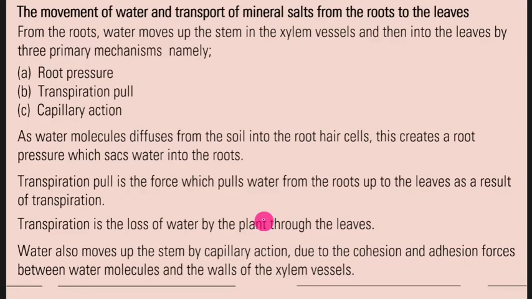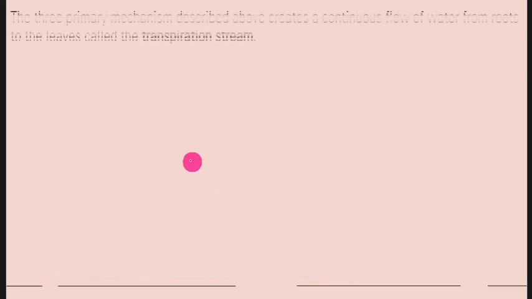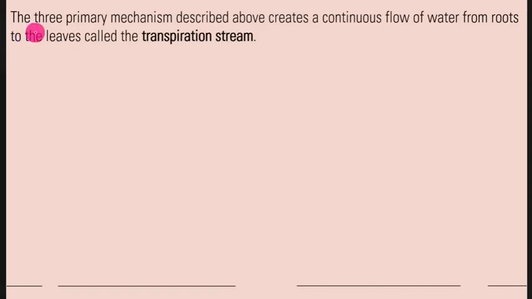All right. Then from here, we need now to look at this. So we are saying the three primary mechanisms described above create a continuous flow of water from roots to the leaves called the transpiration stream. So as transpiration is occurring, creating transpiration pull that is pulling water, and also root pressure is pulling water, and also capillary action is taking place, there will be a continuous flow of water from the roots to the leaves continuously. And that continuous flow of water is what we call the transpiration stream.